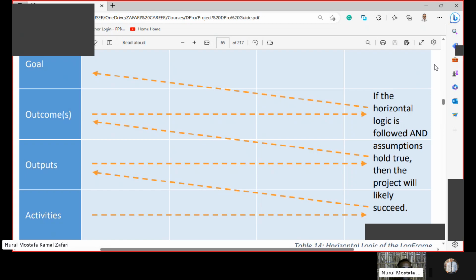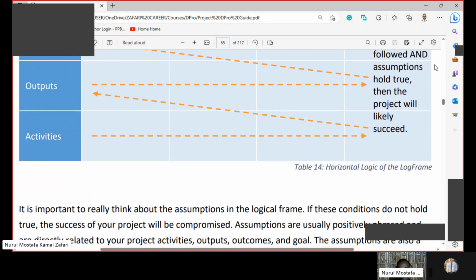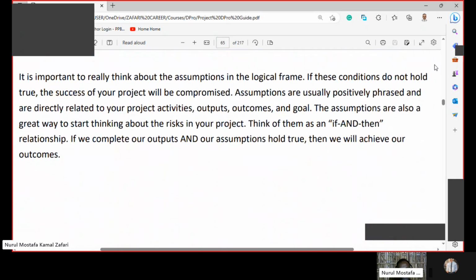Now, let's see. If the assumptions at the activities level hold true, then the outputs will be achieved. If the assumptions at the output level hold true, outcomes can be achieved. If the assumptions at the outcome level hold true, the goal will be achieved.